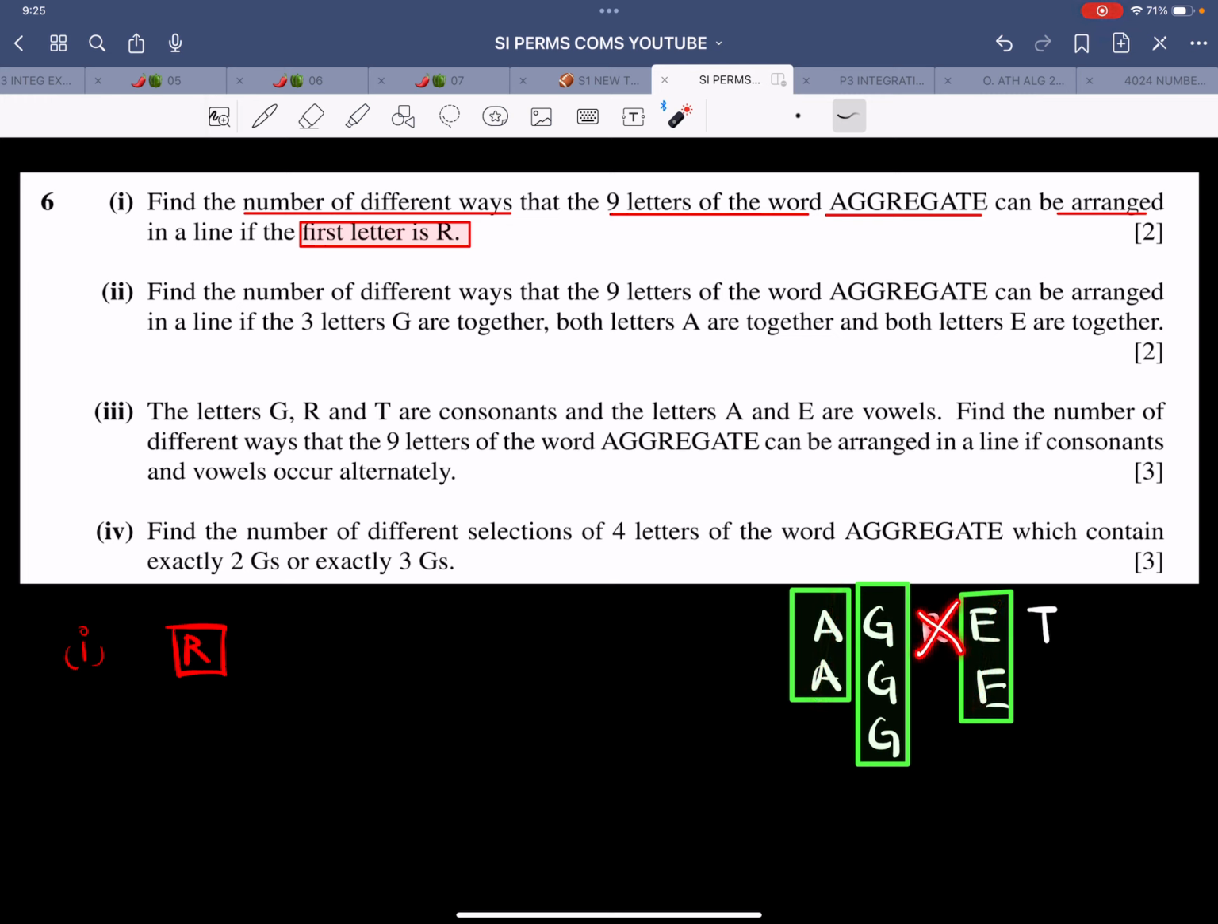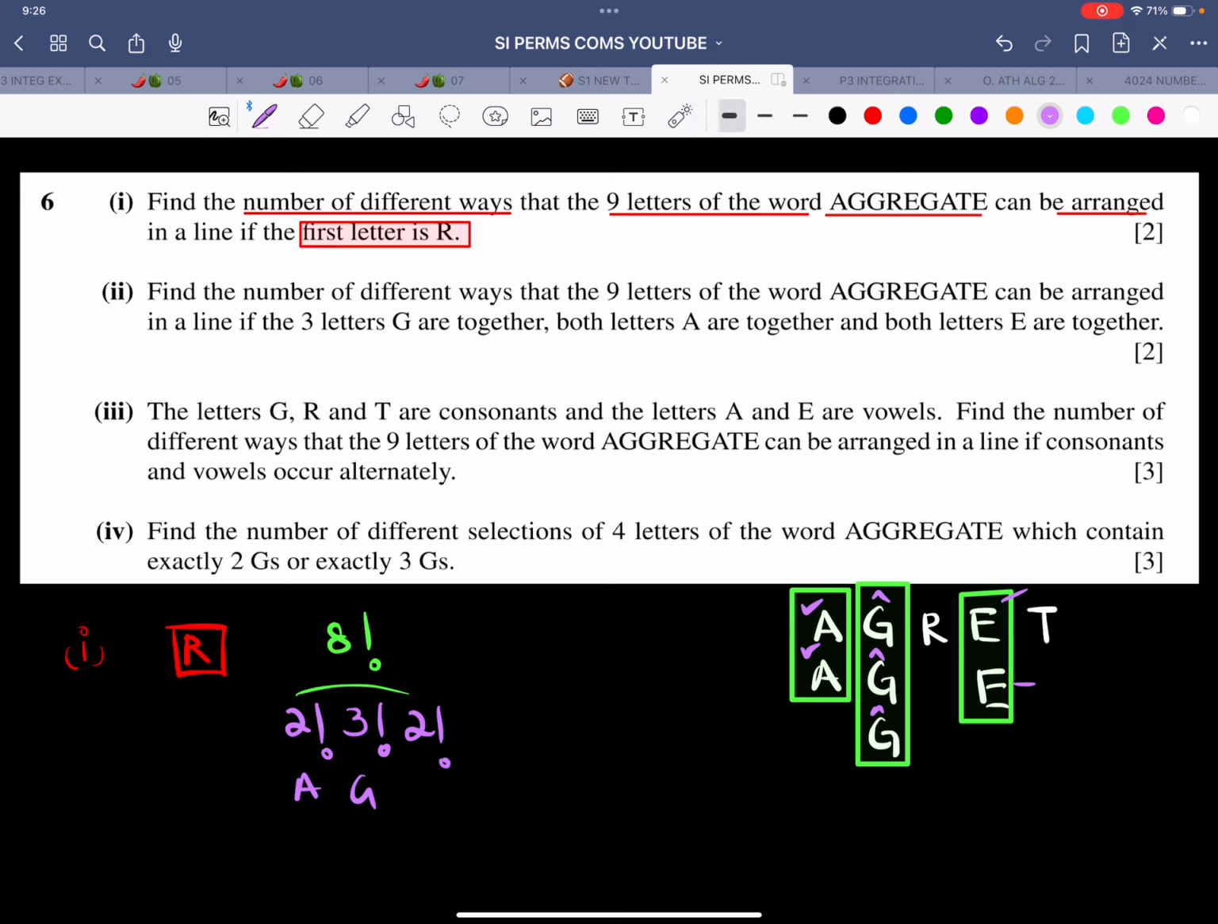So now 1 R is used. How many letters are we left with? We are left with 8 letters. So the first answer is 8 factorial, but it's not over yet. We have to divide by 2 factorial for the A's. There are 2 A's over here. And at the same time, we have to divide by 3 factorial because there are 3 G's over here. And also there are 2 E's, so divided by 2 factorial.